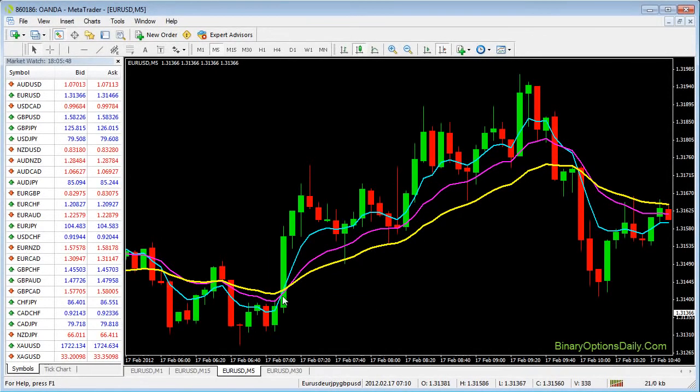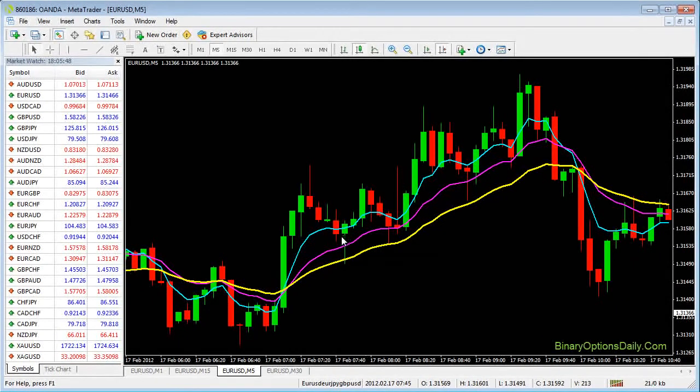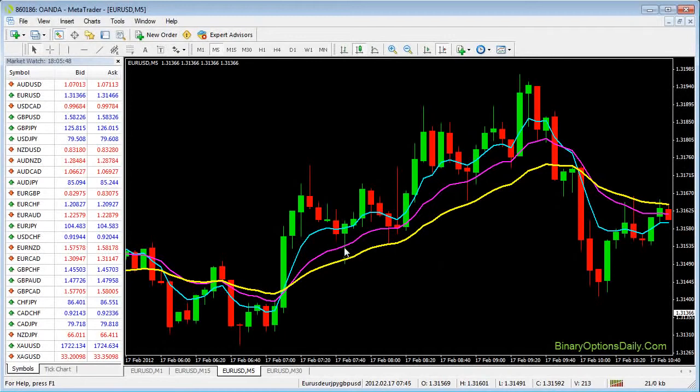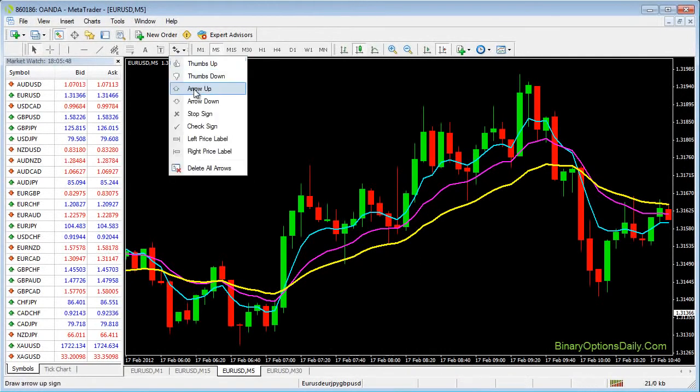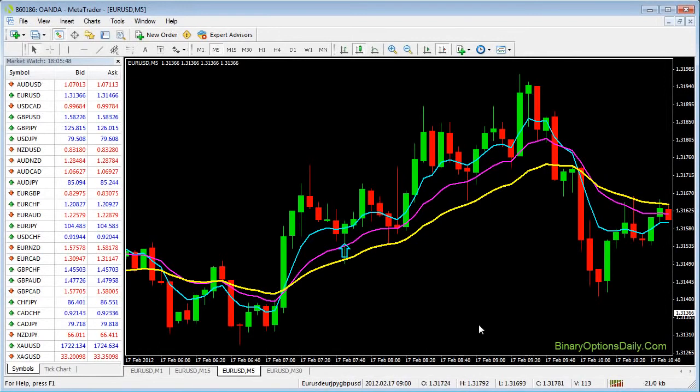As you can see right here, as soon as they both crossed the 26-period moving average, what I'm looking for to take an entry with binary options is that I'm waiting for price to retrace back down, also known as a pullback, to around the 14-period moving average. I'm going to go ahead and add an arrow right here just so you can see what I'm talking about. Make that a little bit lower.